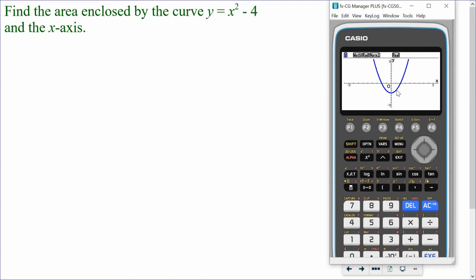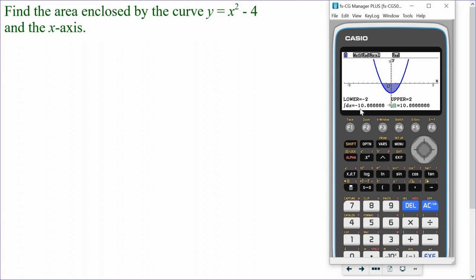So if we want to find the area between the curve and the x-axis, then we want the roots. Now you can separately find the roots, or we can use G-solve, F6, integrate, and there where it says root, and yes, we want this root, we press execute, and then we press the right arrow to go to the next root and press execute. And there we go, we found the area between the curve and the x-axis. Okay, so it does it between any roots you want.